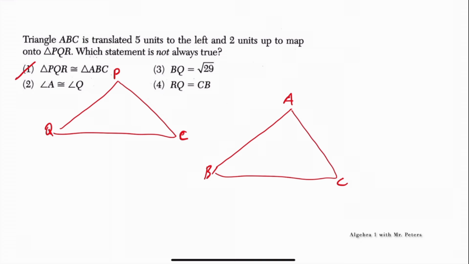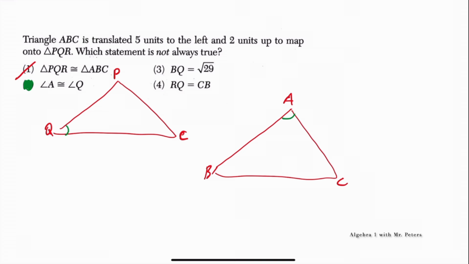Now, when we get over to answer choice 2, it says that angle A is congruent to angle Q. This one looks like a very good answer because the only way that angle A and angle Q are going to be the same is if this is an equilateral triangle, because right now angle P and A are corresponding. A does not correspond with Q, so this can be the answer. So let's just bubble it in, right?